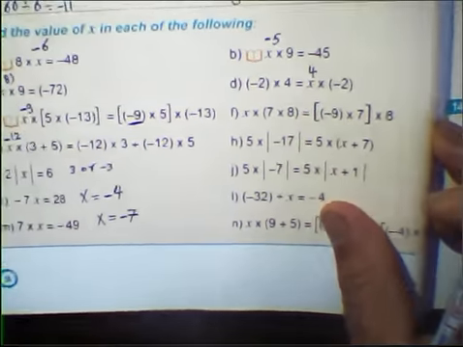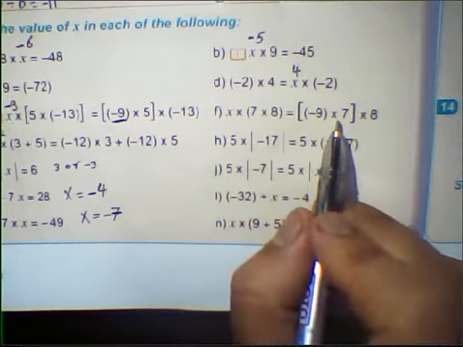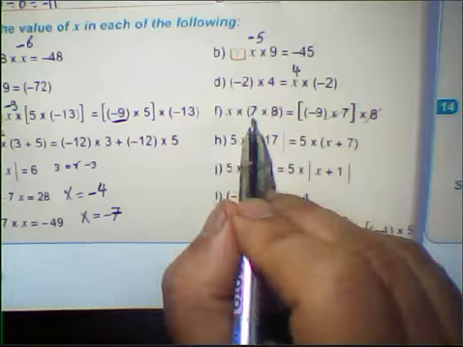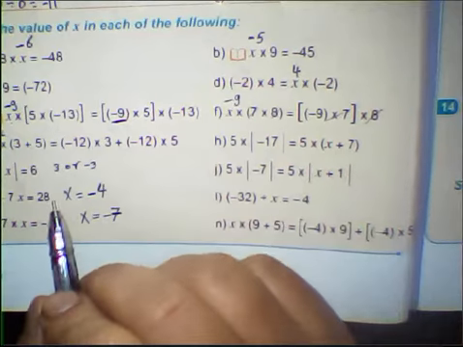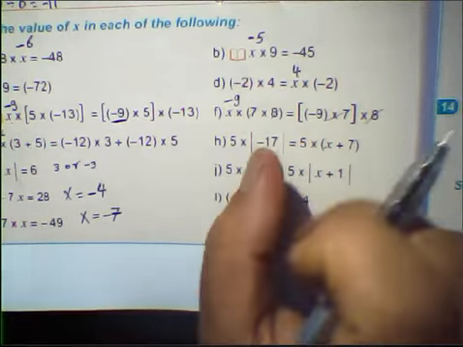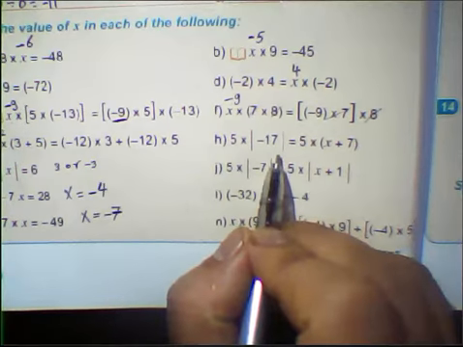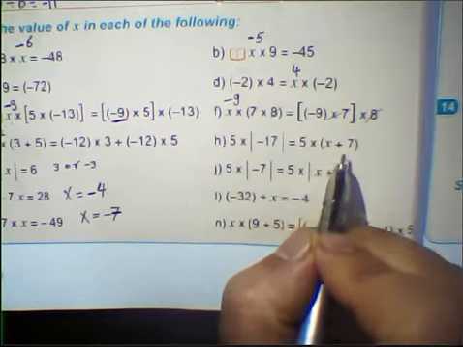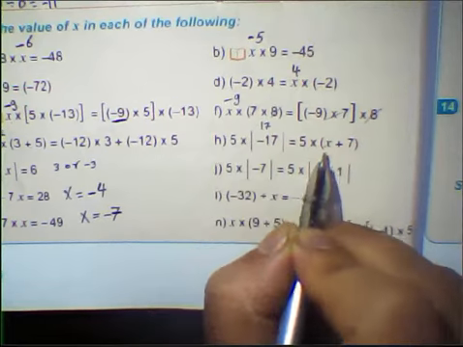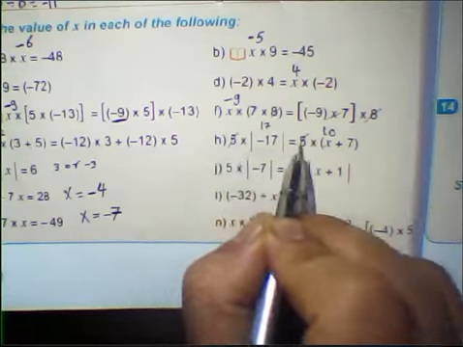Letter F: x times 7 times 8 equals negative 9 times 7 times 8. We can cancel 8 with 8, 7 with 7, so x will be negative 9. He was using associative properties. 5 multiplied by the absolute value of negative 17 equals 5 multiplied by x plus 7. The absolute value of negative 17 equals 17. 17 equals 7 plus 10, because we can cancel 5 with 5 here.